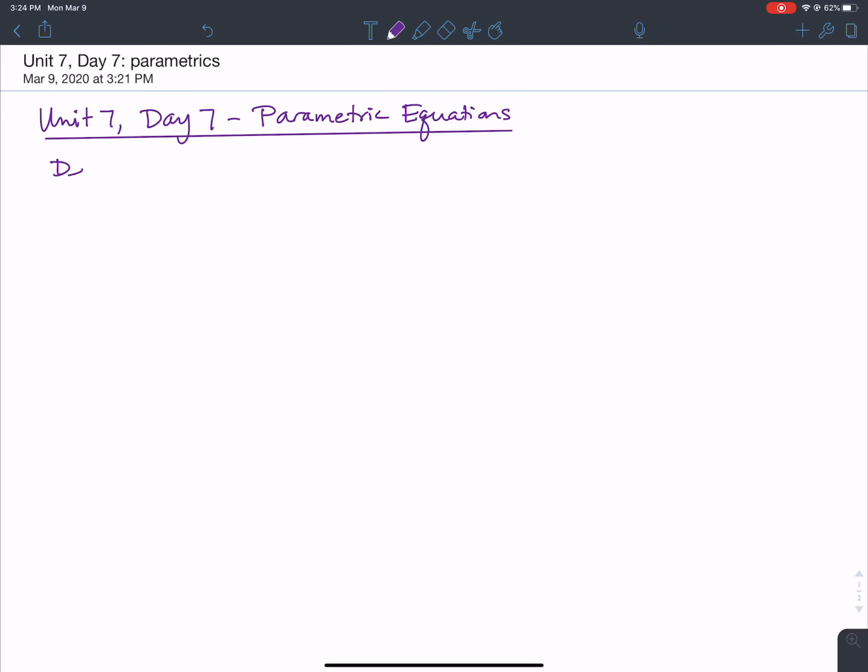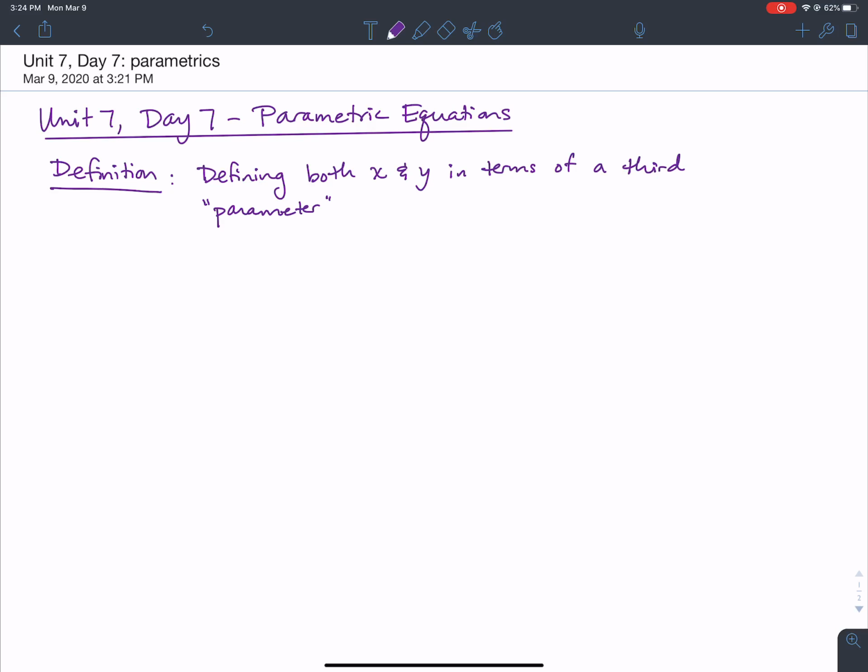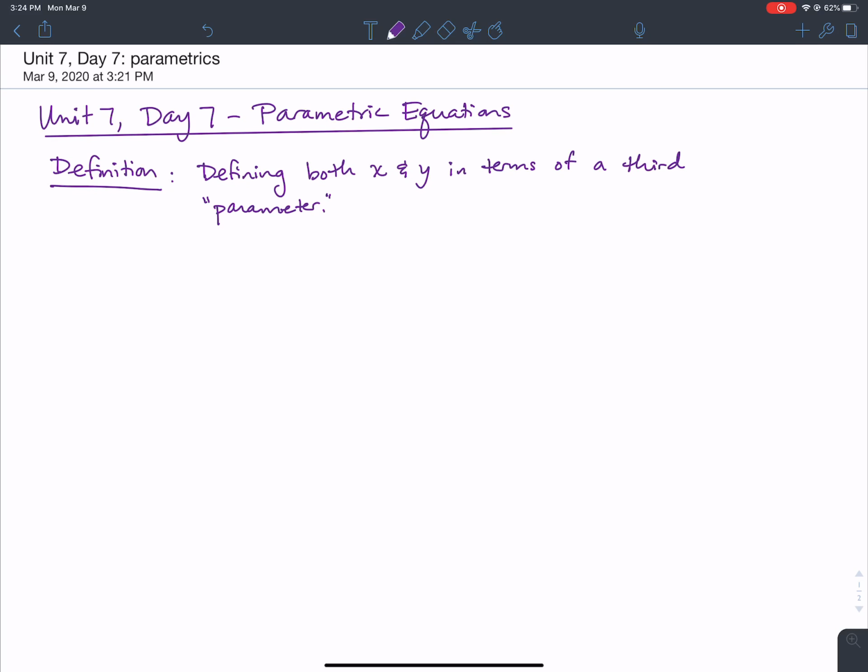So we're going to start off by writing down the definition of what a parametric is. So it is basically defining both x and y in terms of a third parameter, which is basically a fancy way of saying variable. And that parameter is usually t for time.